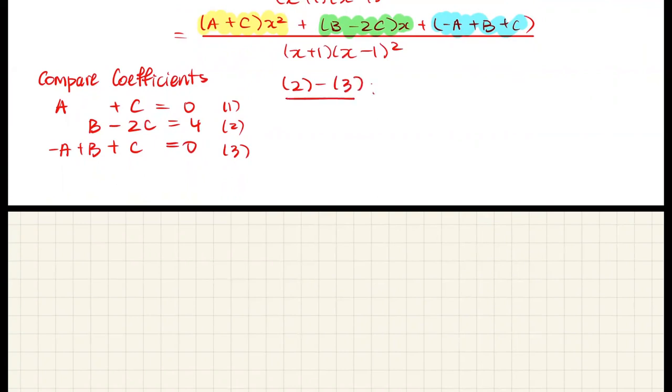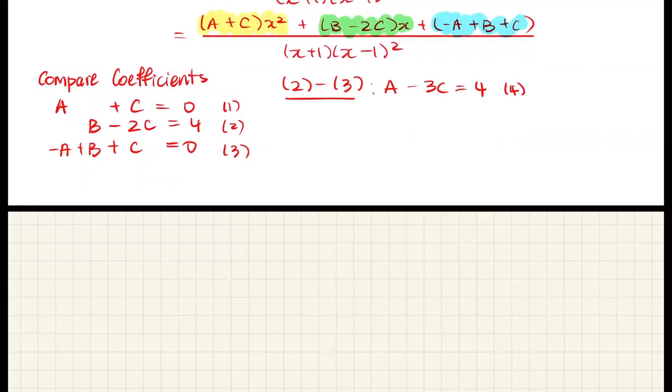Then we would get the equation. So we have a. The b's would then cancel if we subtract them, and we would have negative 2c minus c. So that's going to be negative 3c here, and that is going to equal 4. So let's call this equation 4 now.